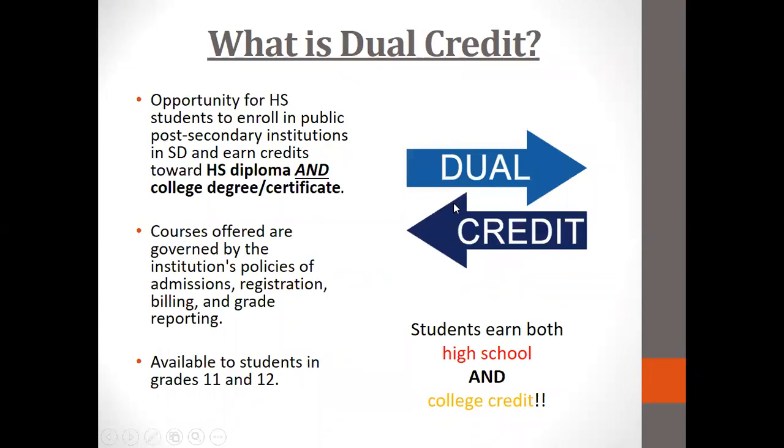Next slide. What is a dual credit? Well, a dual credit really just means you're hitting 2 birds with 1 stone. It's an opportunity for high school students to enroll in public post-secondary institutions in South Dakota and also earn high school diploma credits. So college credits and high school credits. So I put it down here: students will earn both high school credits and dual college credits. So that's the dual credit. There are 2 different credits, 2 birds, 1 stone.